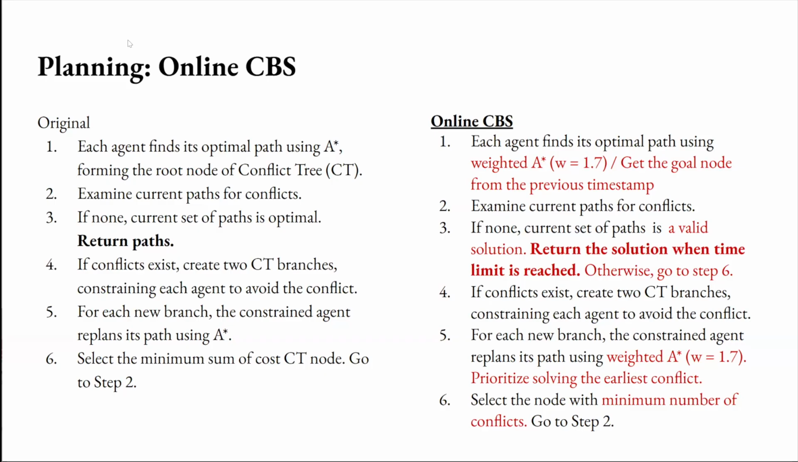But to make sure of the quality of the solution, we try to keep refining the solution until we reach the time limit. So before we reach the time limit, we just keep searching with the conflict tree and then find the feasible solution. And then we return the best quality solution when the time limit is reached. And then the last thing we changed is that in the original, we have the root node with no conflict, but for this online setting, we just get the goal node from the previous timestamp and then pass it to the next timestamp. And then in the next timestamp, we just start from there for our search.